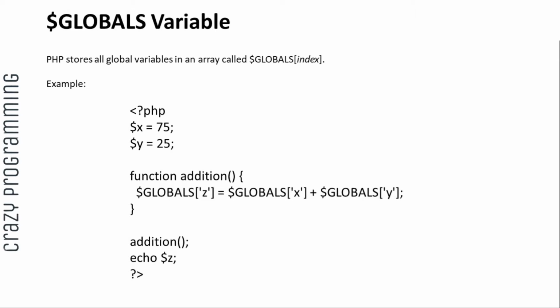Because I declared the x and y values outside the function, it will not read them if we don't use GLOBALS. So it's necessary to use GLOBALS so that it reads the x and y values inside the function, and also outside the function. I declare the addition function, then I print z, and the result will be 75 plus 25, 100.